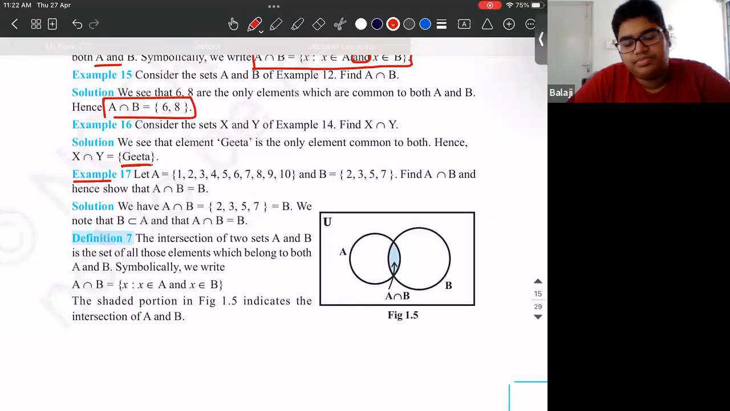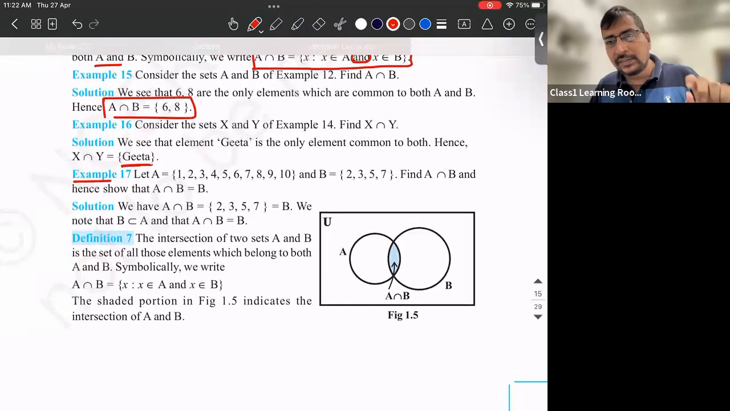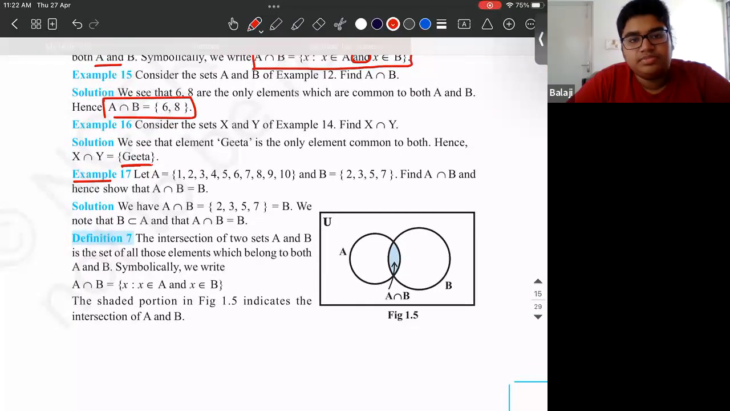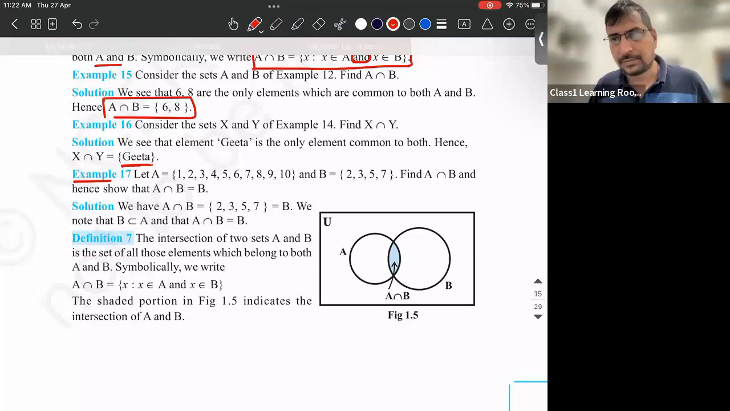Did you observe one thing here? When you do the intersection operation, you are always getting a set whose size is smaller than the sets participating in the operation. You always get a smaller set.